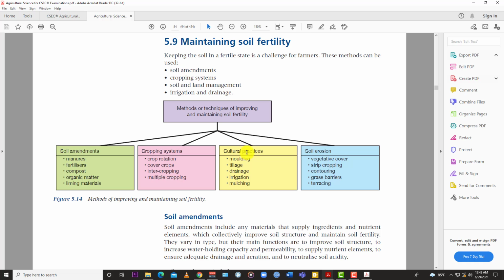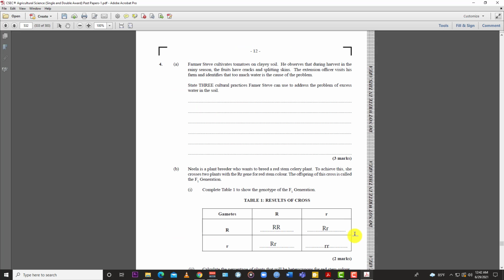So you have those practices, and you can outline how they can help with this particular problem that the farmer is facing with excess water. So anyone, any tree, you get your tree marks for that one.